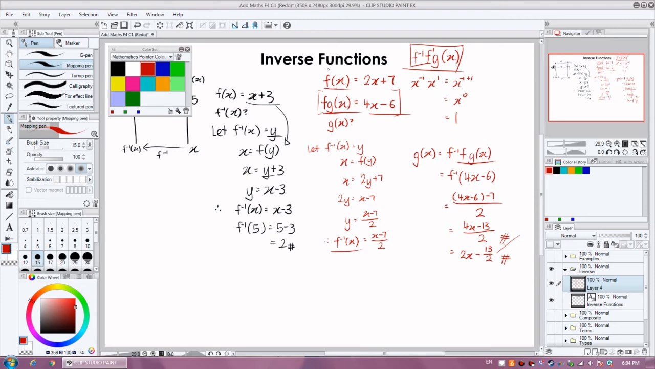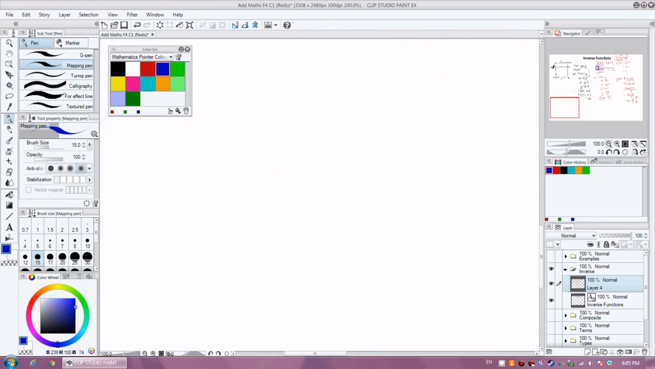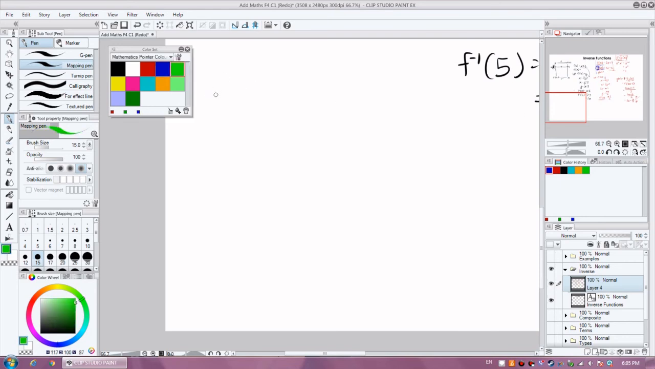Now, not all questions will look like this. Another style is that they give you a composite function and ask you to find the function at the back, the first function. But there are some questions where they give you the first function and want you to find the second one, the one at the front. It's actually the same concept. I'll be using green for this.